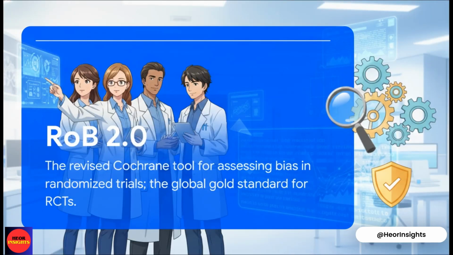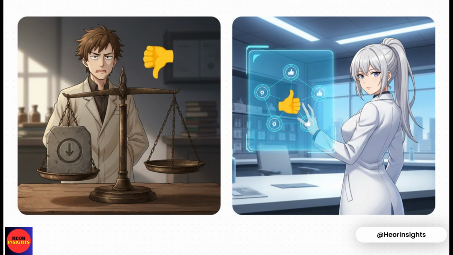And that brings us to ROB 2.0. This is the revised Cochrane tool made specifically for randomized trials. You'll see this everywhere because it's considered the global gold standard. When you're putting together evidence for an HTA submission, using this tool to evaluate the internal validity of the trials is pretty much mandatory.